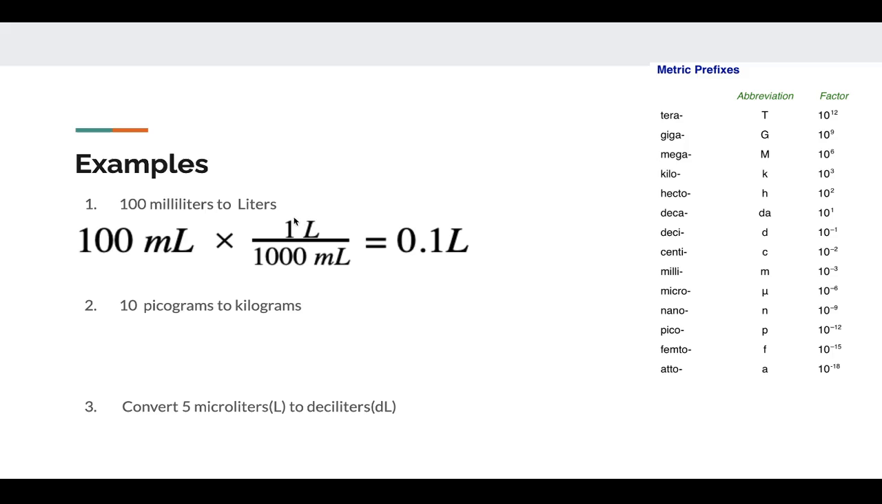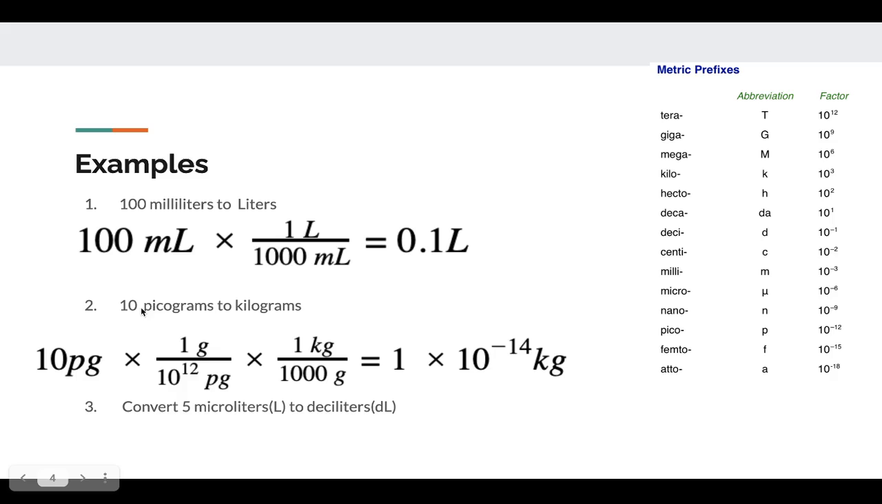So for every 1 liter, there's going to be 1,000 milliliters. So according to the chart on the right, as you can see, it says that in 1 milliliter, there's 10 to the -3. So what we're going to do is do that, and we're going to end up with 0.1 liters in 100 milliliters. Number two, 10 picograms to kilograms.